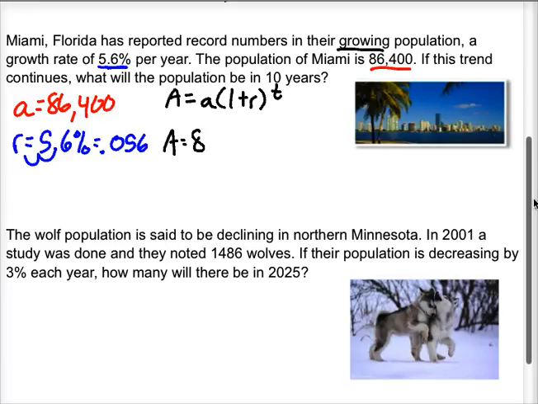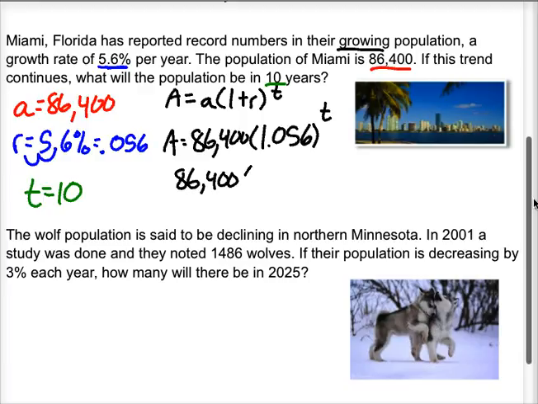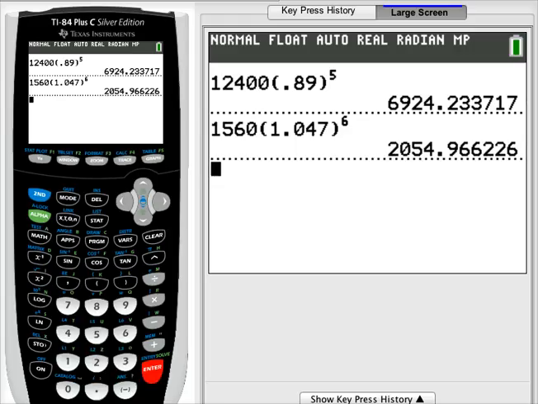So that's going to be 86,400 times 1 plus 0.056, which will just be 1.056. Just add 1 to the rate, to the t. And now, in 10 years. All right, so 10 years. So what I'm going to type into my calculator, 86,400 times 1.056 to the 10. Let's see what we get when we plug that into our calculator.